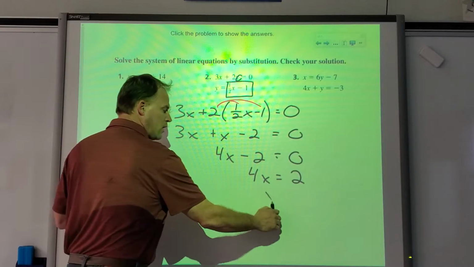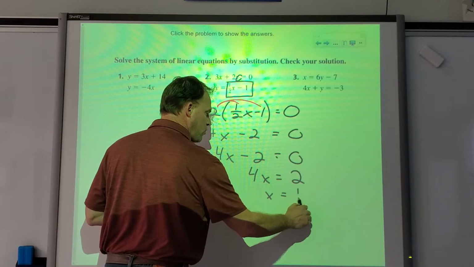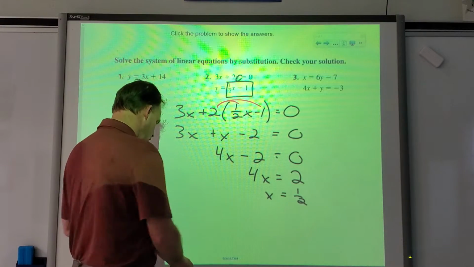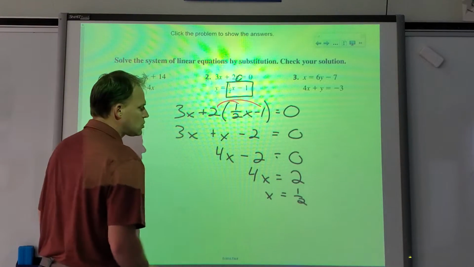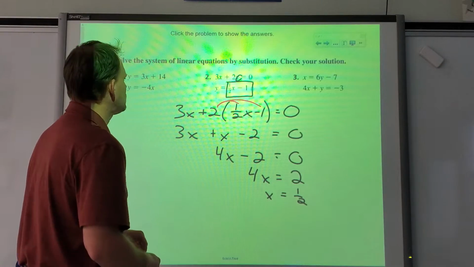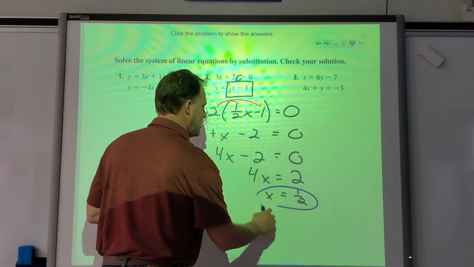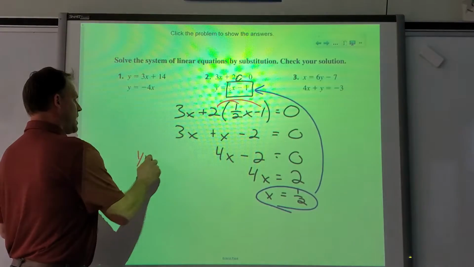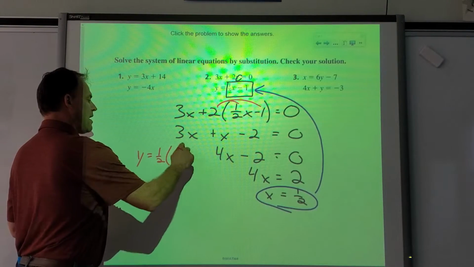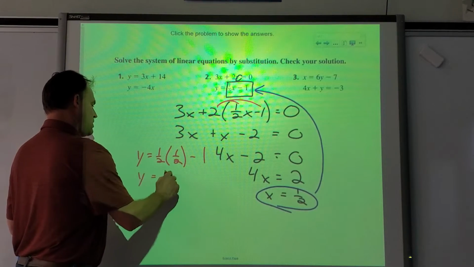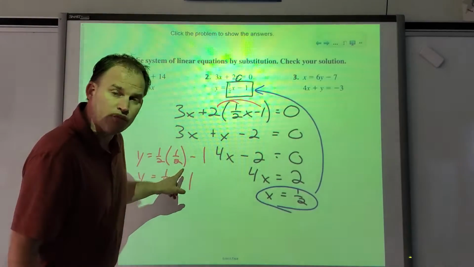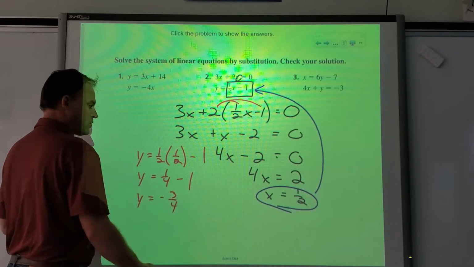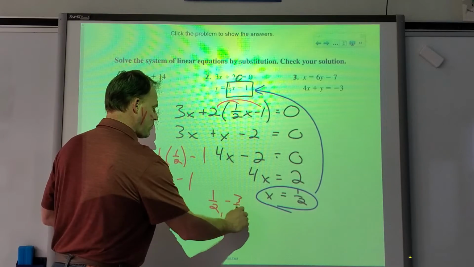What's happening here? Well, I'm dividing by 4. 2 divided by 4 is 1/2. It's just a number. It's a fraction. It's just a number. No big deal. So I take the 1/2, plug it back into the equation. So I've got y equals 1/2 times 1/2 minus 1. That's 1/4. If you're not good with fractions, use a calculator. Y is negative 3/4. 1/2, negative 3/4.